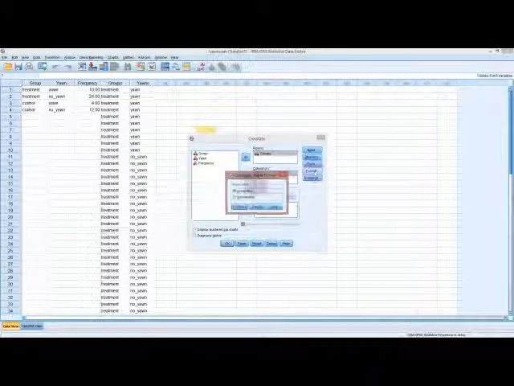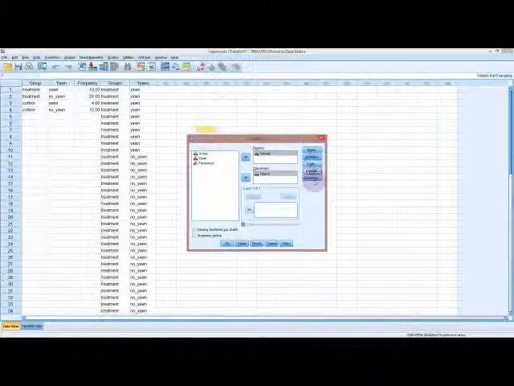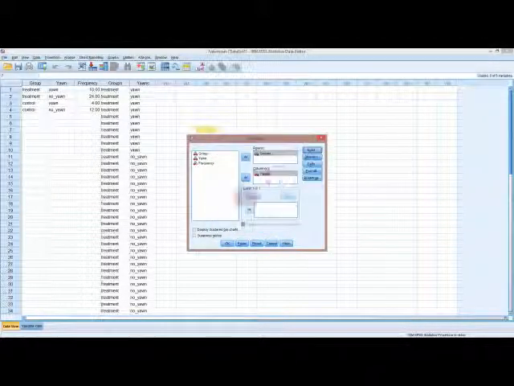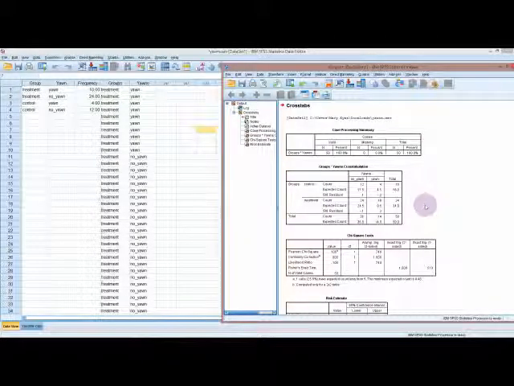Don't think we need anything else. Won't need bootstrapping. Nope. Okay, and you can get it to do some bar charts while you're there if you want. Okay, so there's loads of output here. The first bit just tells us if there's any missing data. Hopefully you won't have any. We've got 50 observations and they're all valid.